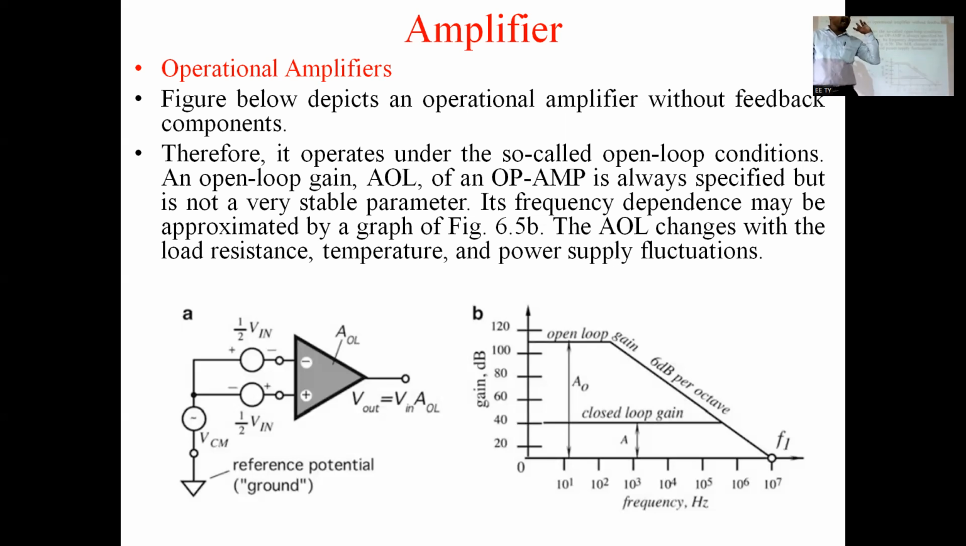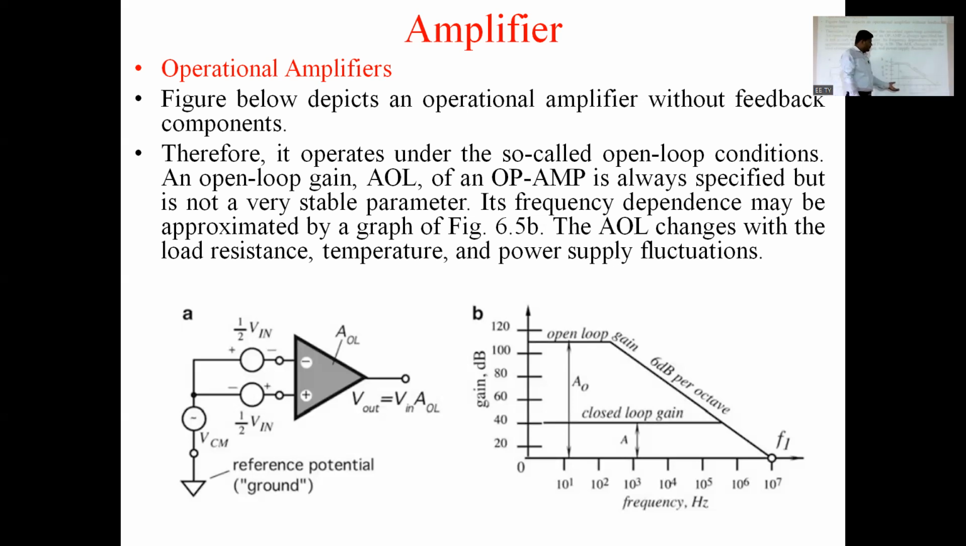That means the open loop gain of an operational amplifier can change with the resistance, it can change with the temperature, and it also changes with the power supply fluctuation. The fluctuation in the power supply will change the gain. Resetting the resistance will also change the gain. As well as if the temperature of that circuit or equipment increases, then the gain will change. We represent gain here, and voltage can be applied.